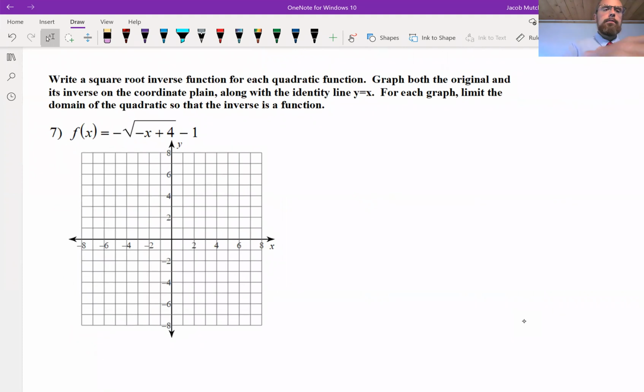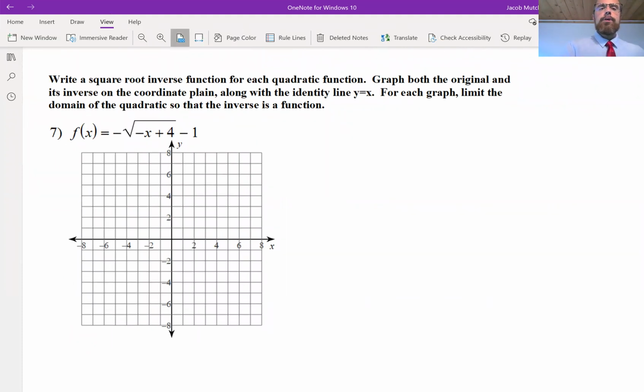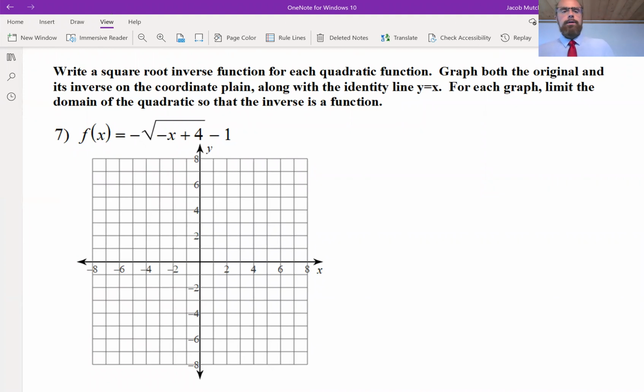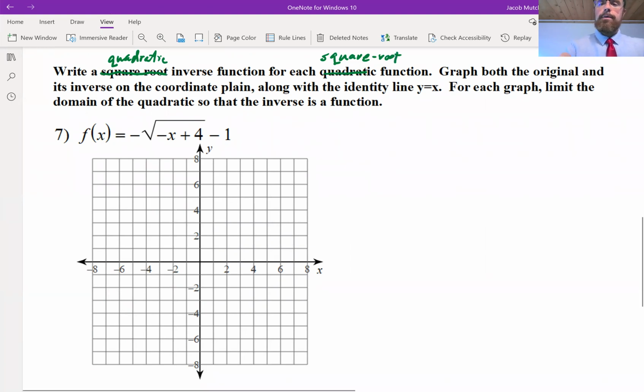So here we've got number 7, and you can see that the instructions are very similar. Again, we're trying to write the inverse for this, in this case, a square root function. So I got the directions slightly reversed here, but we are writing a quadratic. So I'm going to fix it here. We're writing a quadratic inverse function for this square root function. The other directions are identical. We want to graph both the original and its inverse on this coordinate plane along with the identity line. And then we do need to limit the domain of the quadratic inverse so that the square root is a function.